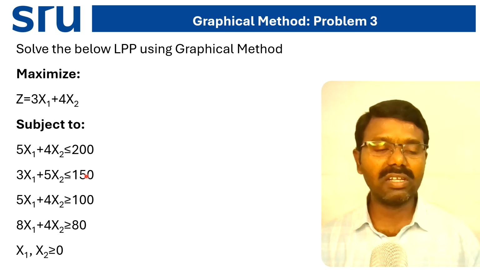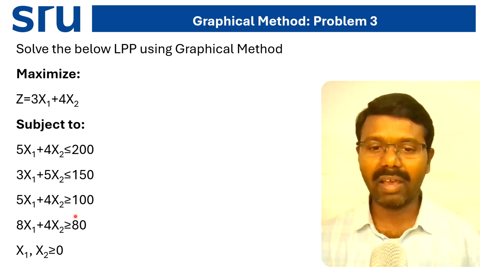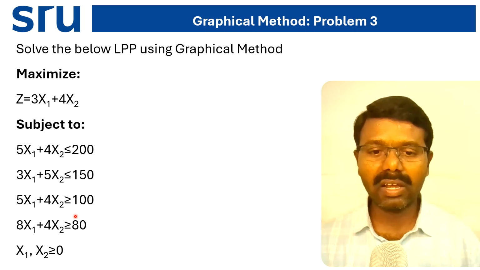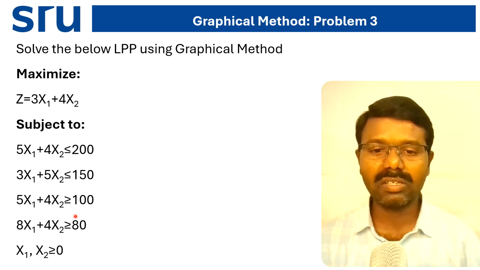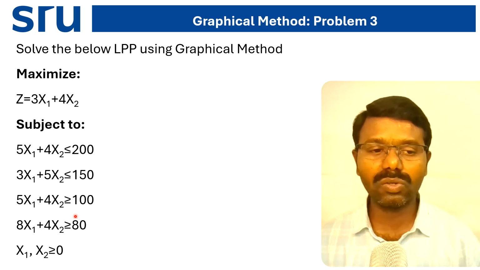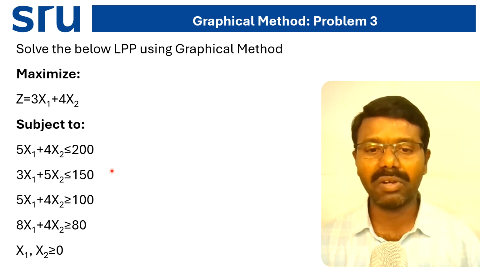There are two equations with the less than or equal to symbol, and two more equations with greater than or equal to some values. Whenever there are two different types of equations, how do we solve this problem? Whether less than or equal to or greater than or equal to, we first need to see whether we need to maximize or minimize the problem. That is the most important. The second step is to plot these equations and identify the feasible region, the common boundary.